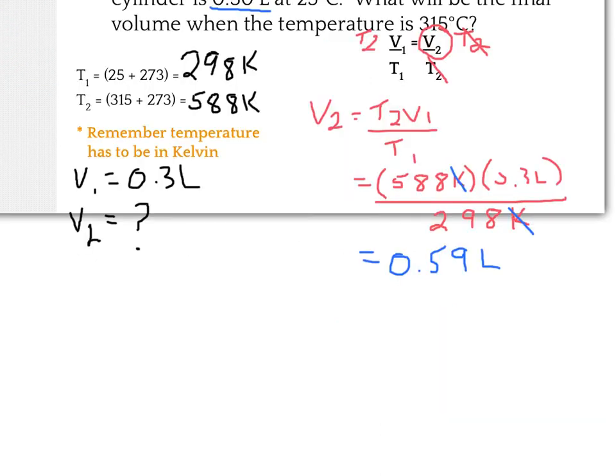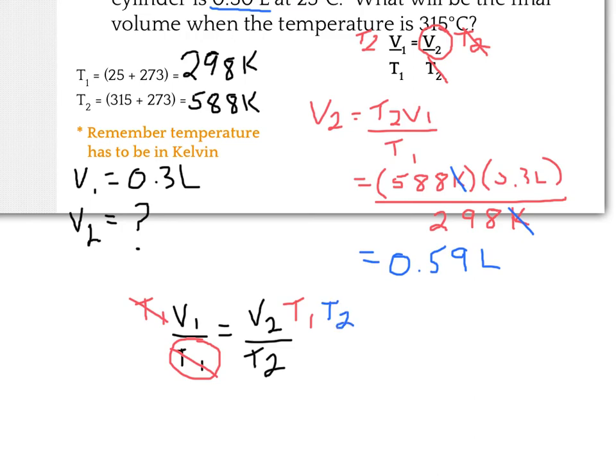The last thing to talk about with this law is that if I am looking for temperature at all, if that is my missing variable, then what I need to do is get temperature on the top before I can solve for it. So if I were looking, for example, for T1, I need to get T1 on the top. So I'm going to get T1 on the top by multiplying both sides by T1. That gets rid of my T1s on the left. And now I have to get T1 by itself on one side, which my second step I'm going to do in blue, which means I have to get rid of T2, multiply both sides by T2, and that gets rid of T2 on my right.